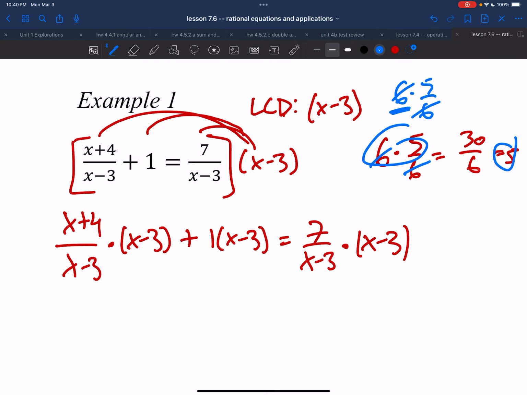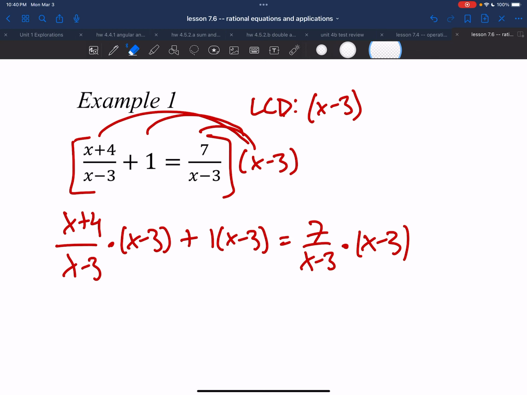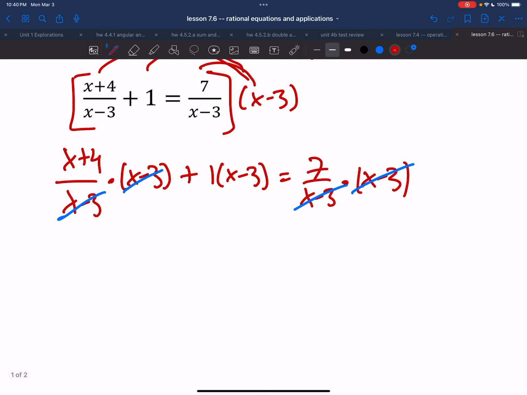They cancel. The reason I point this out: x minus 3 cancels with this x minus 3, and this x minus 3 cancels with this x minus 3. And so what am I left with? I'm left with x plus 4, plus 1 times x minus 3. Well, that's just x minus 3. And then the right side is 7.